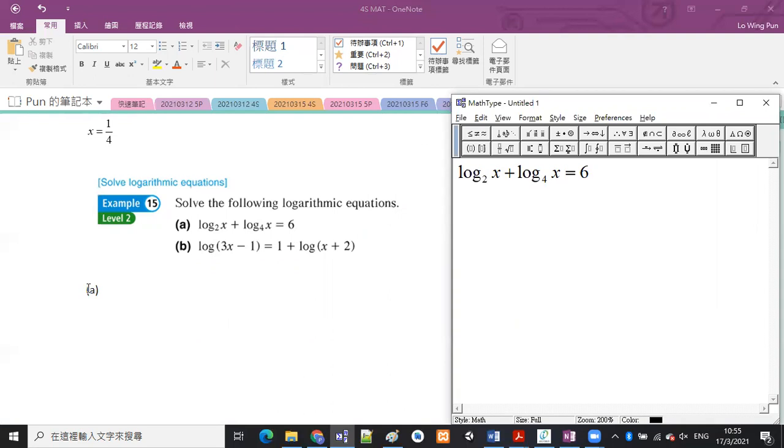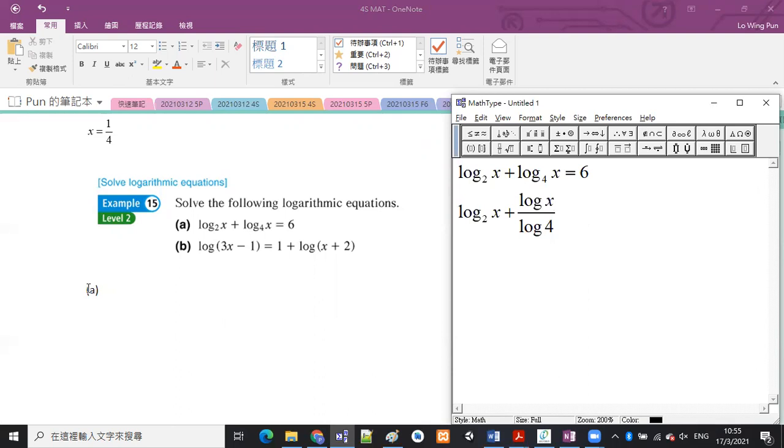So if the base numbers of the logs are different, then we need to handle this first. Okay? So one base is base 2, the other base is base 4. So I'm going to change the base 4 to be base 2. Okay? So I'm going to use the change of base formula. So log base 2 x is no change here. And then log x base 4 will be changed to a fraction. And then it is log x over log 4.